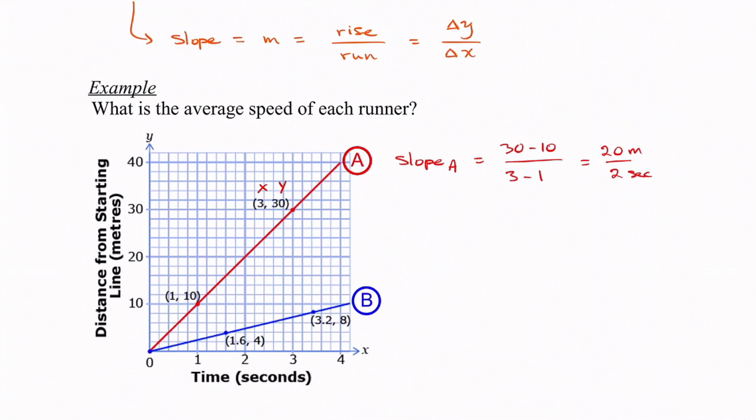And if we take 20 meters and divide by 2 seconds, 20 divided by 2, that is 10. So this is 10 meters per second. So that is our speed. That's how fast we're moving. Next, we can do our slope for B.